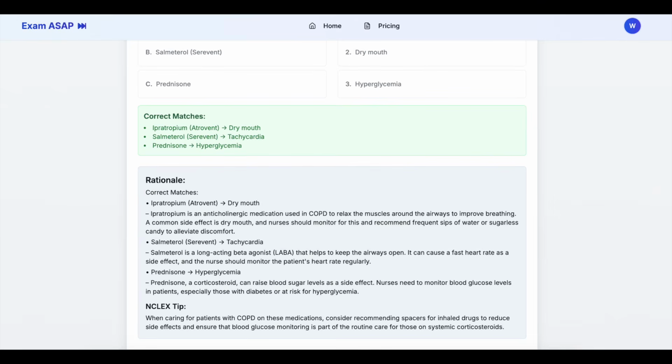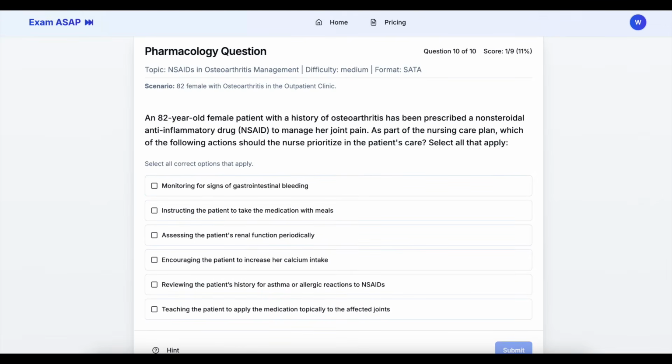Prednisone, a corticosteroid, can raise blood sugar levels as a side effect. Nurses need to monitor blood glucose levels in patients, especially those with diabetes or at risk for hyperglycemia. An 82-year-old female patient with a history of osteoarthritis has been prescribed a nonsteroidal anti-inflammatory drug, NSAID, to manage her joint pain. As part of the nursing care plan, which of the following actions should the nurse prioritize in the patient's care? Select all that apply.